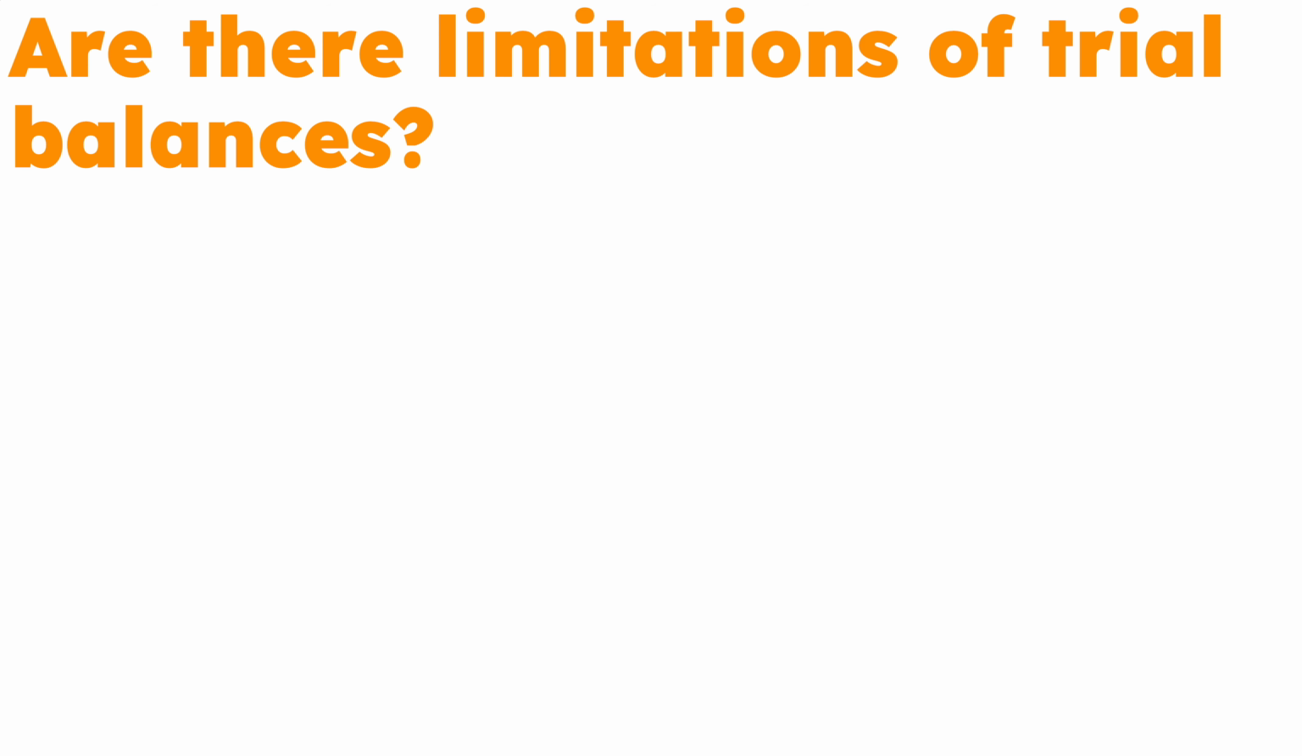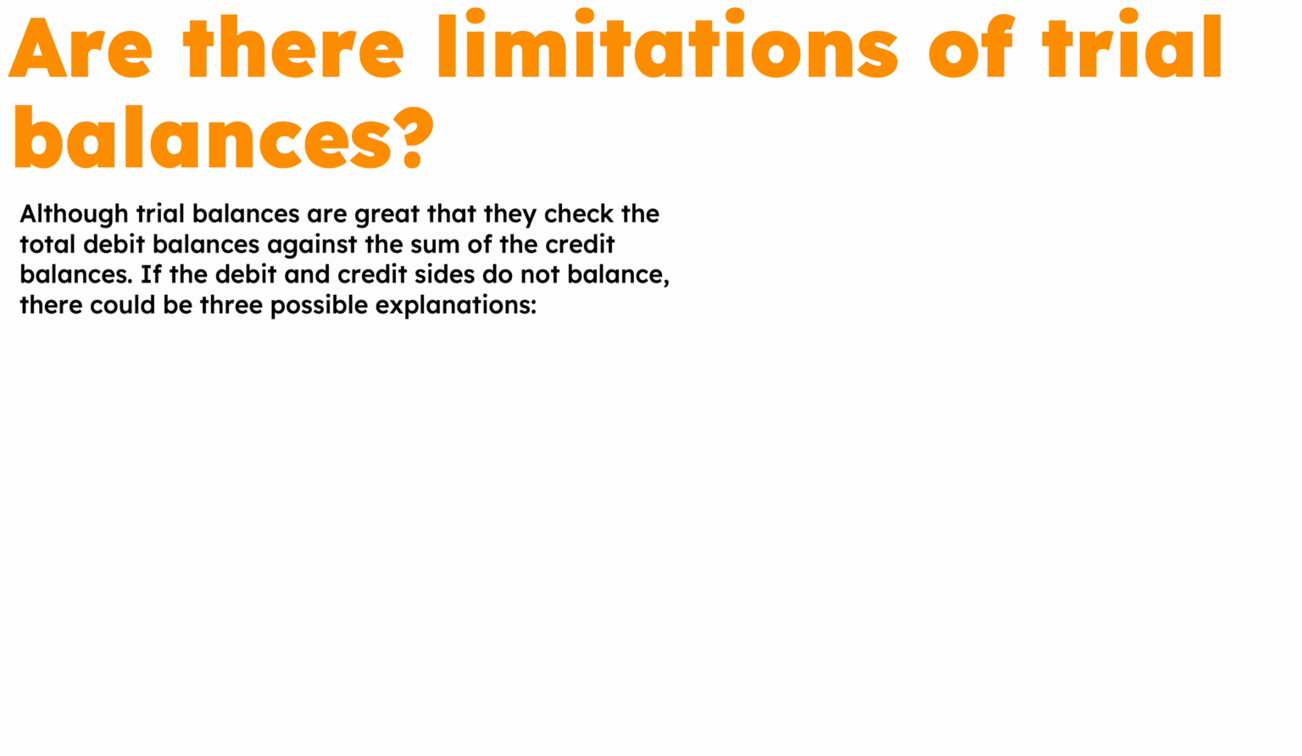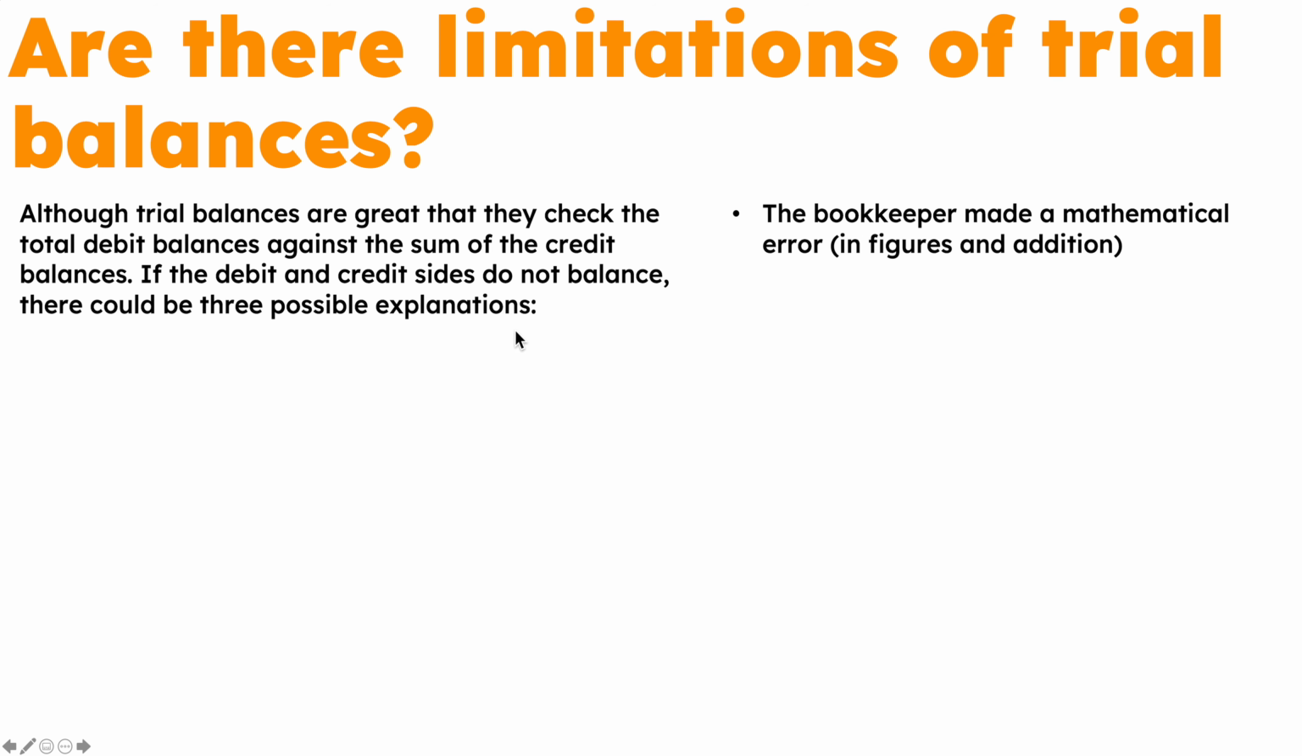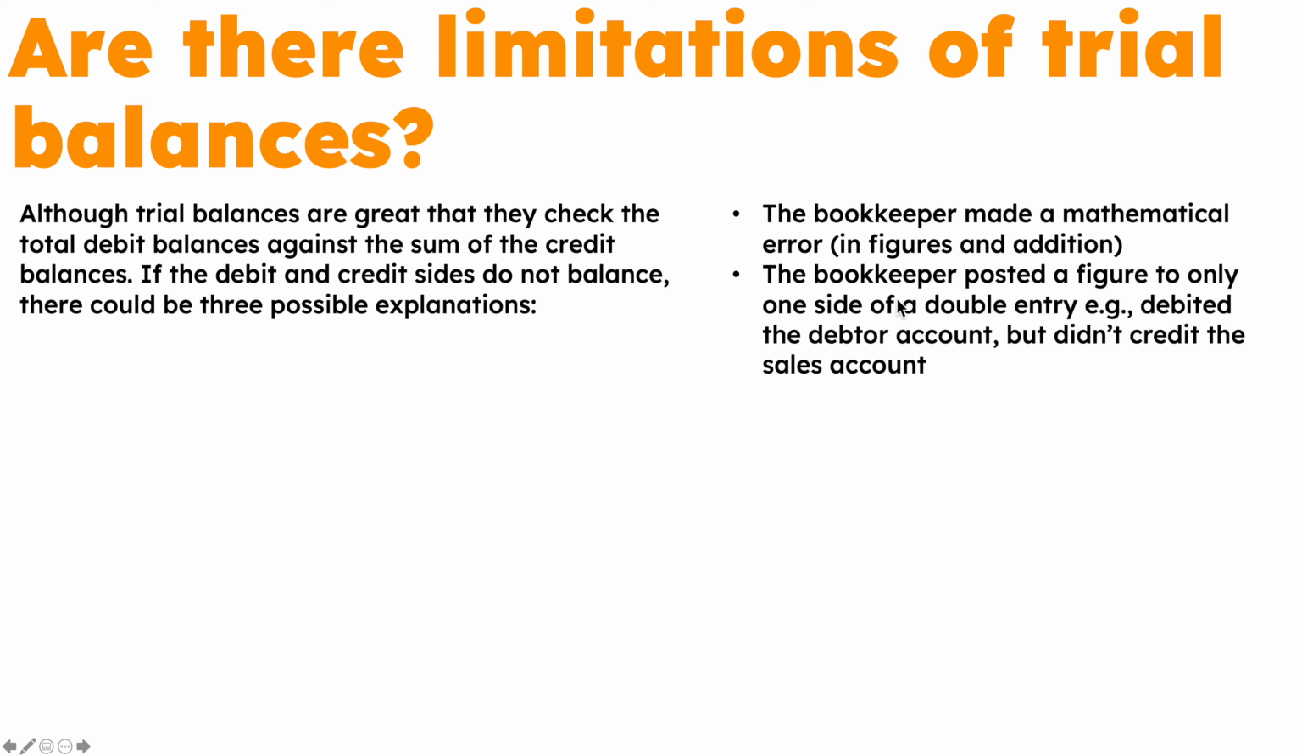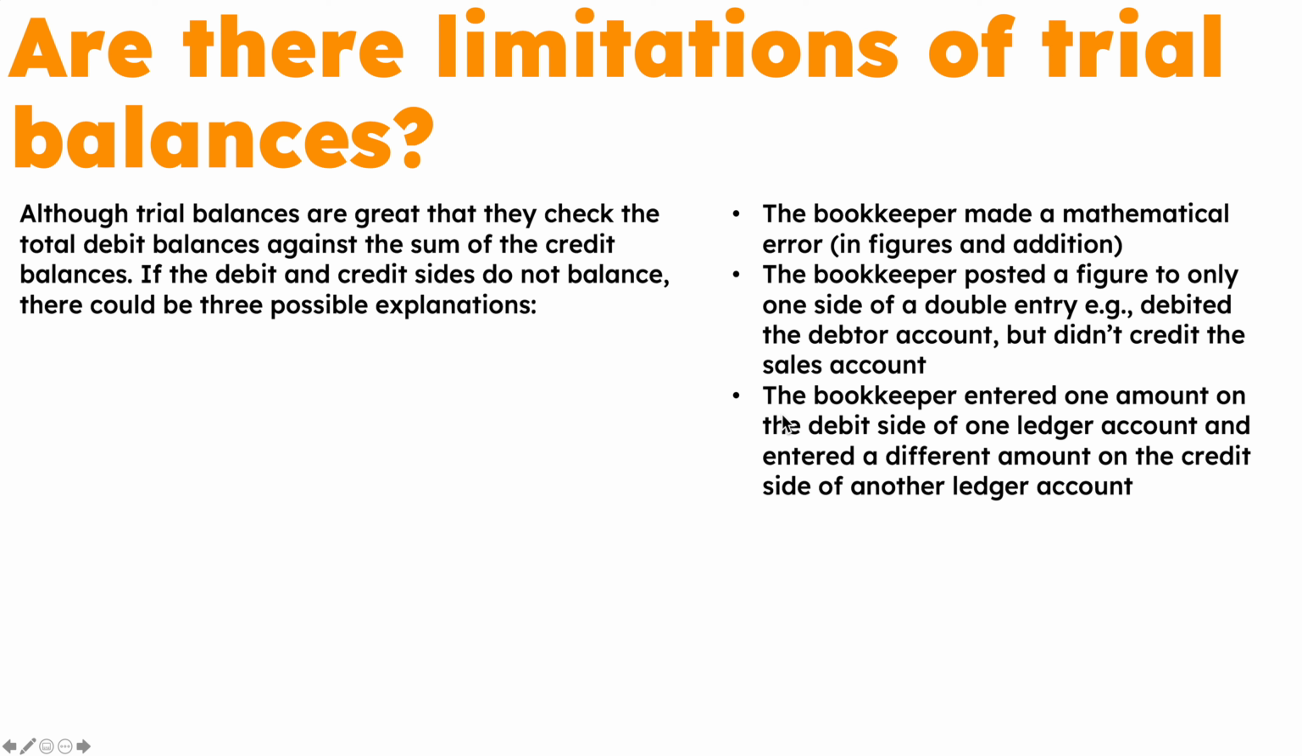In the suspense questions in section 1 or 2, you could be asked a lot of different types of theory. We've had a look at some of it there, but are there limitations of trial balances? This is a popular question. Although trial balances are great, in that they check the total debit balances against the sum of the credit balances, if the debit and credit sides do not balance, there could be 3 possible explanations. The bookkeeper could have made a mathematical error, in figures and addition. They could have posted a figure to only one side of a double entry, for example, debited the debtor account but didn't credit the sales account. Or the bookkeeper entered one amount on the debit side of one ledger account and entered a different amount on the credit side of another ledger account.